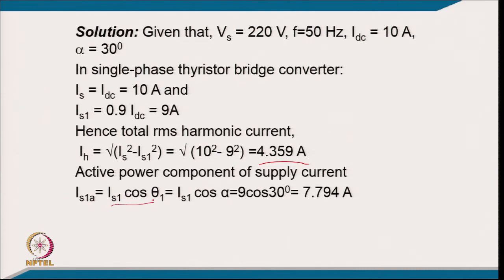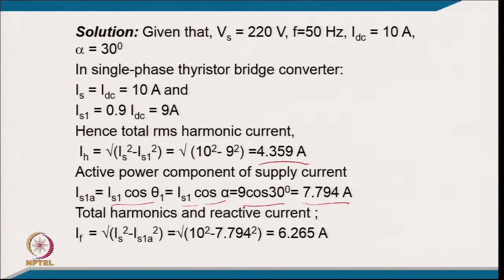The active power component of the supply current will be IS1 cos theta 1, that is IS1 cos alpha. Putting the values, 9 into cos 30 degree, that comes 7.794. The total harmonics and reactive current, IF, will be equal to the square root of IS1 square minus I1A square, where I1A is only the active component. Keeping the values, it comes 6.265 ampere.